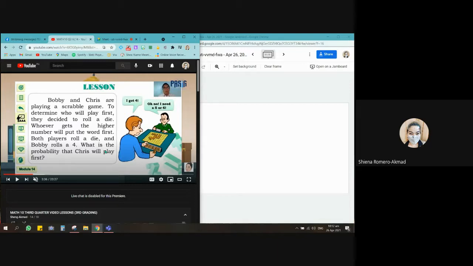Both players roll a die and Bobby rolls a 4. What is the probability that Chris will play first? So, ang nakuha niya ay 4. So, ang gusto ngayon ni Chris, makuha niya 5 or 6 daw. Para siya yung unang maglalagay ng word.